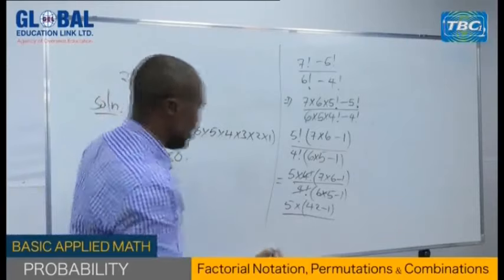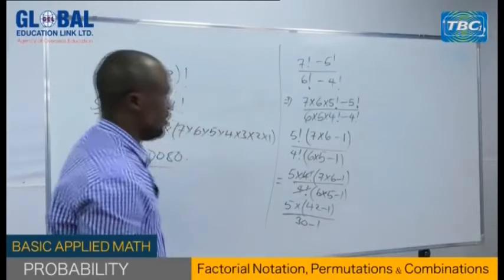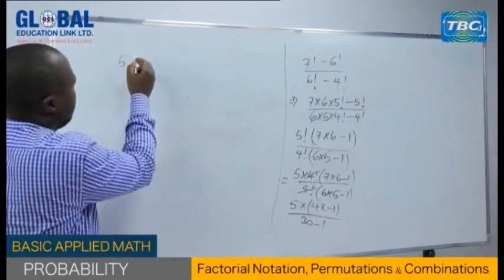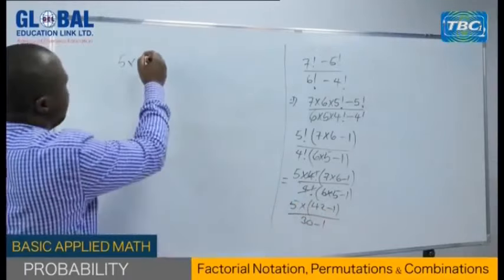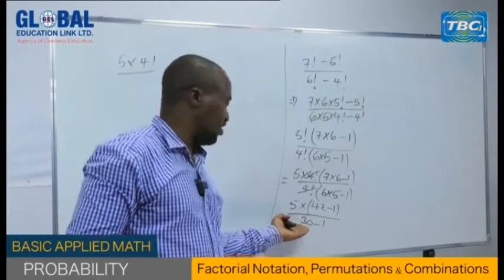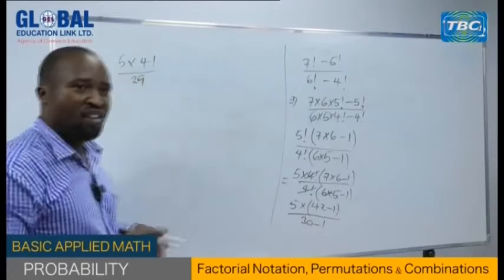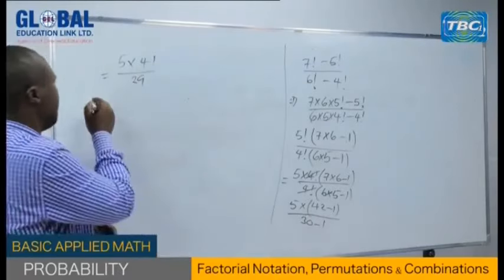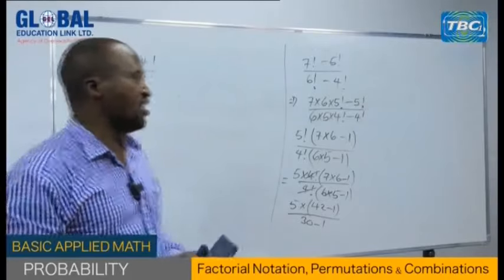But 6 times 5, this is 30 minus 1. So, my dear student, we are going to have 5 times, now, inside the bracket, we have 42 minus 1, that is 41, over, for the denominator side, we have 30 minus 1, which is equal to 29. Now again, my dear student, you can use your scientific calculator to find the final answer. So just take your scientific calculator and plug in the data remaining.